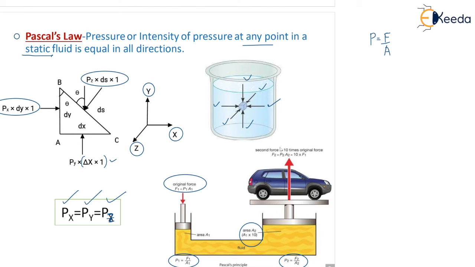So what is the output? Look at this, the most important line. Second force is 10 times of original force, F2 equal to P2 into A2. So P2 is your F1 by A1, correct? So F2 is equal to pressure into area, force formula, and here area 2 is A1 into 10. So 10 F1 you are getting, 10 into F1. Okay, let's go into the next slide.